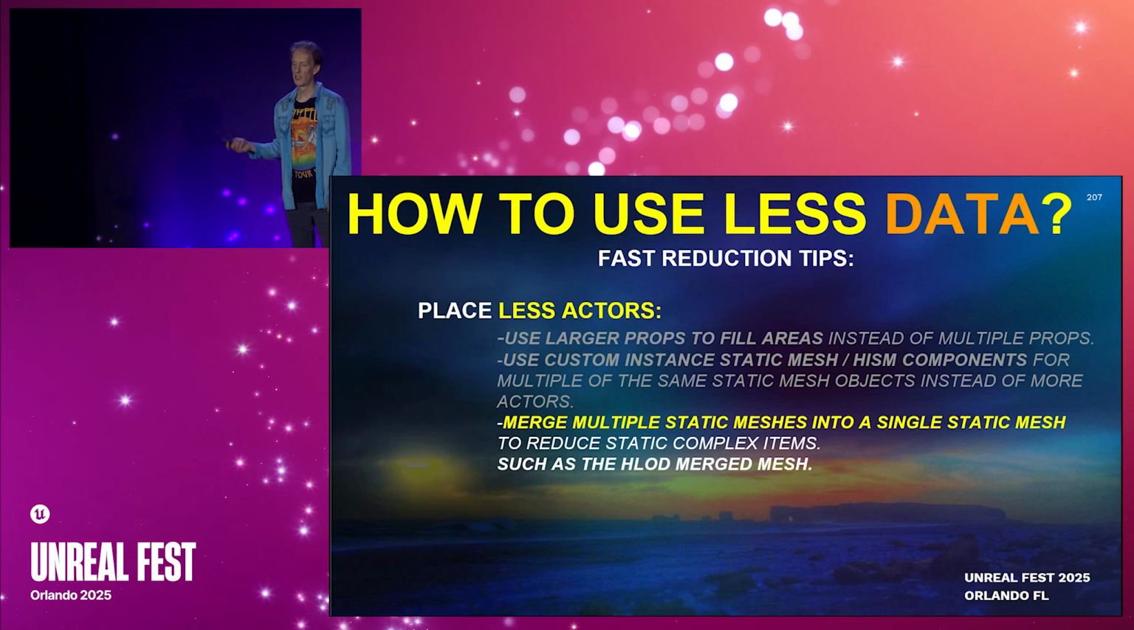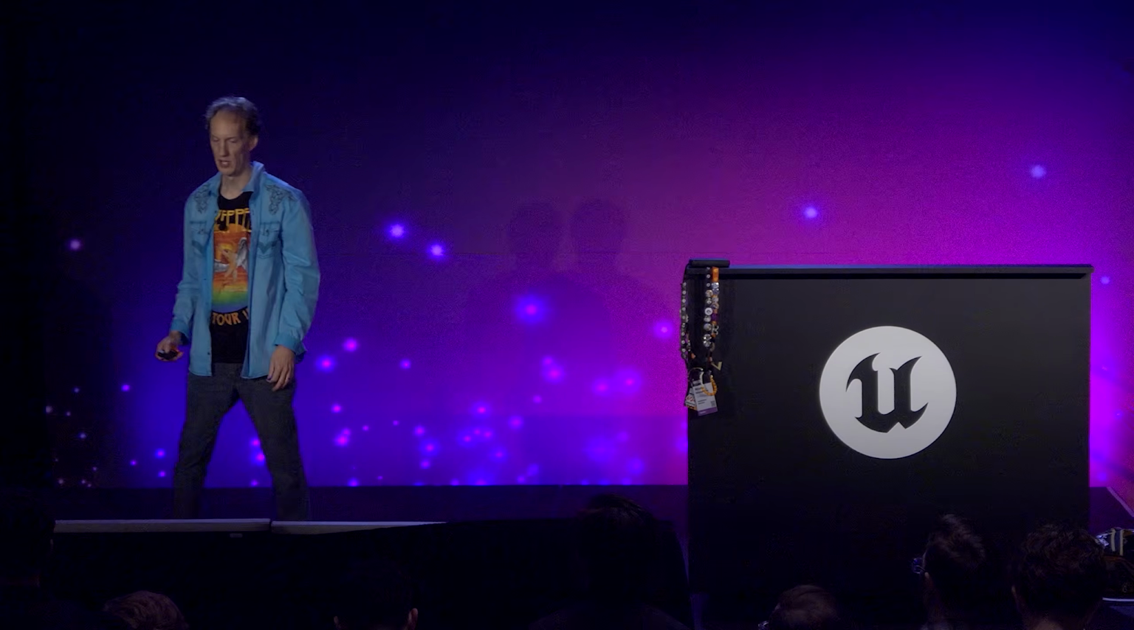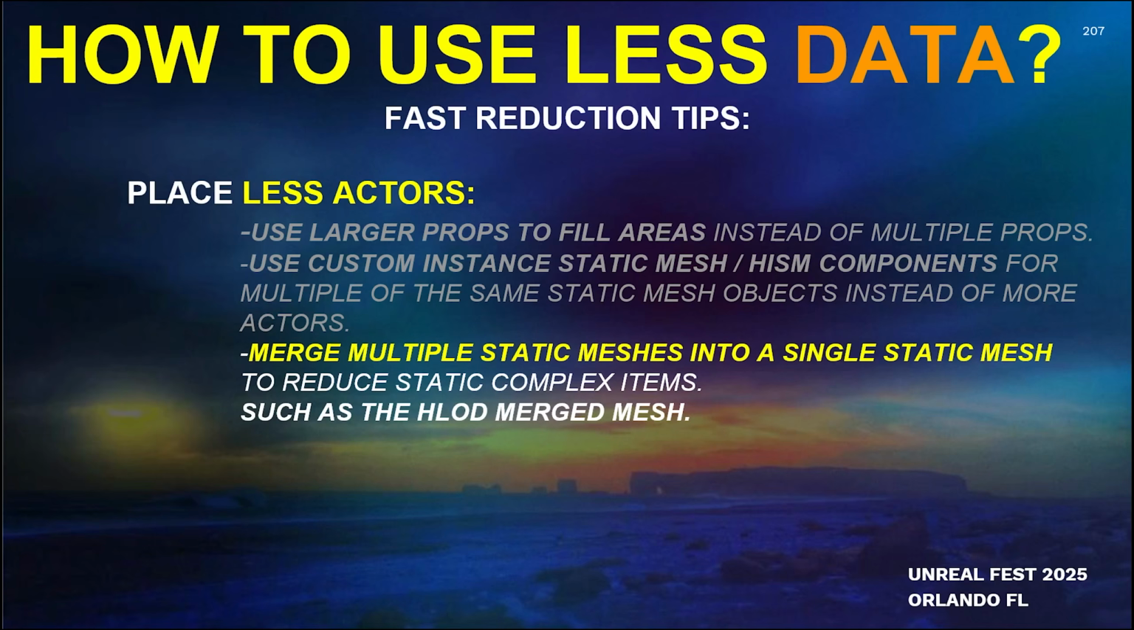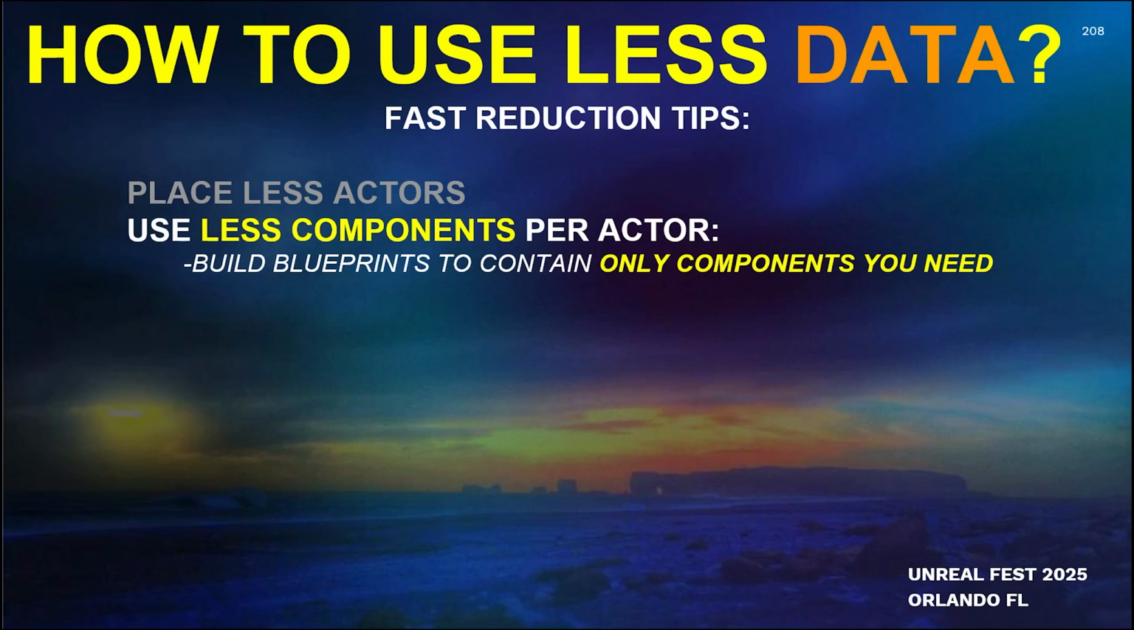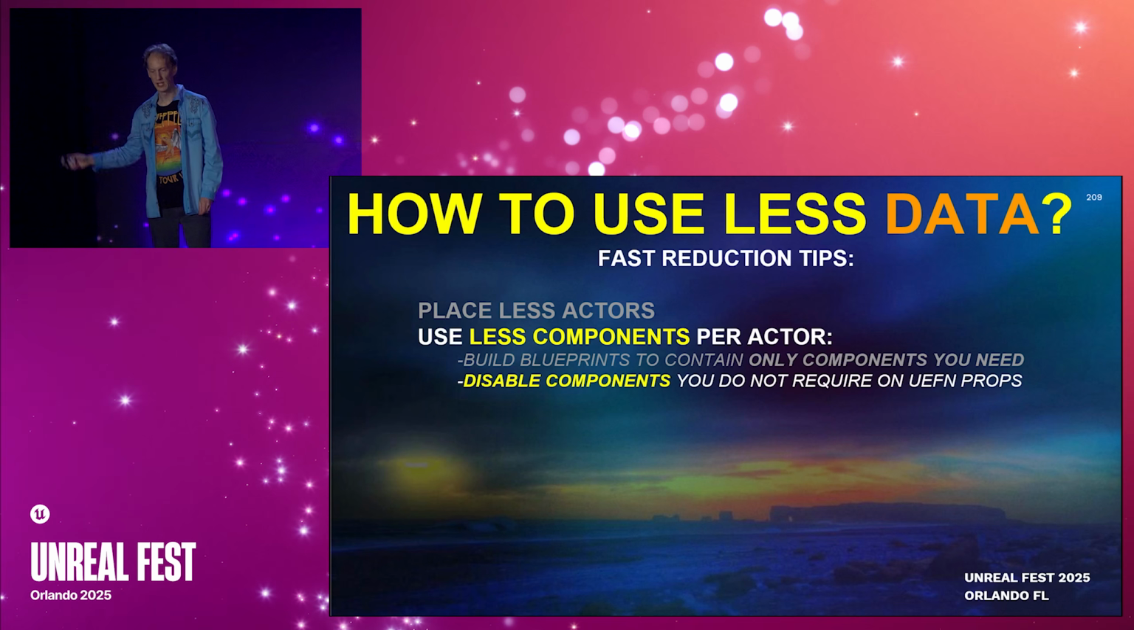Merge multiple static meshes into a single one. So if you don't use it as a kit batch anywhere else, so you have these 4 meshes that you only use in this one place, merge them into one, it becomes one component, because you only use it once. And that reduces the amount of complexity. Use less components per actor. So if you can, pull it out. Disable components you don't use, so those are the checkboxes we were talking about.